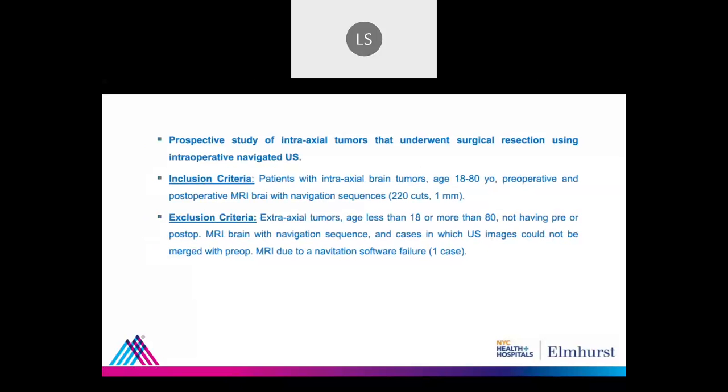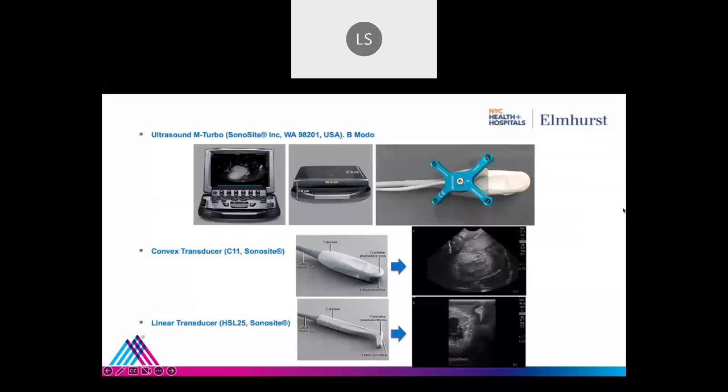This was a prospective study. We included about 80, almost 90 cases. They were all intra-axial tumors. The age was the age that you would operate on, excluding pediatric patients, and they all had MRI pre-op and post-op with the navigation sequences. Pretty much that. And this is the equipment that we use.